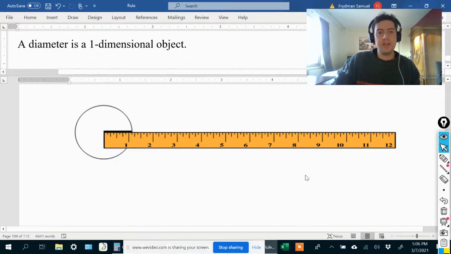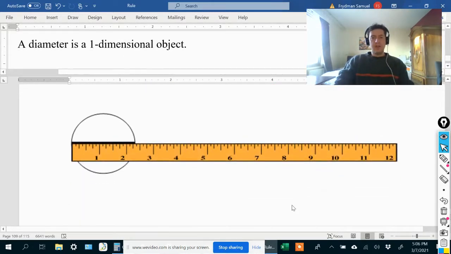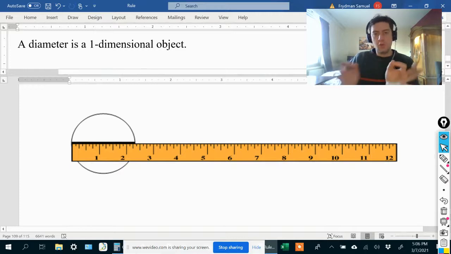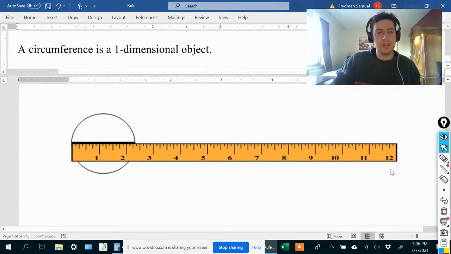A diameter is also one-dimensional. So just like the radius, if I wanted to measure the diameter with a ruler, no problem. Just take the ruler, put it up to the diameter, and measure it. Easy. So things which are one-dimensional can be measured with a ruler, very simply. Moving on to the circumference.